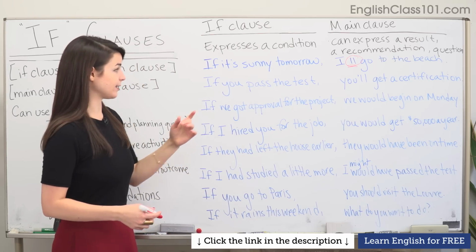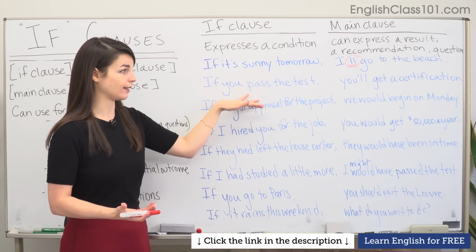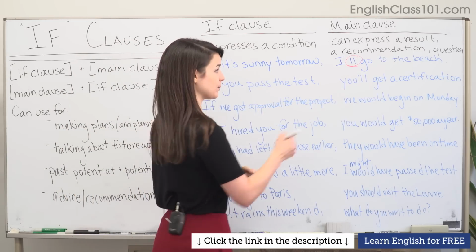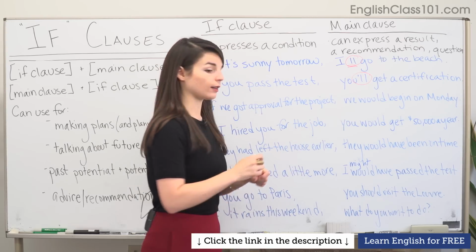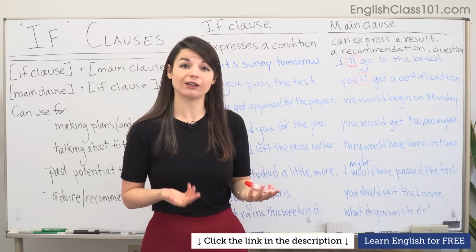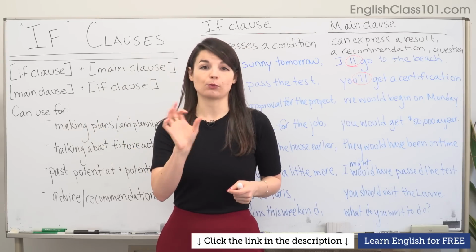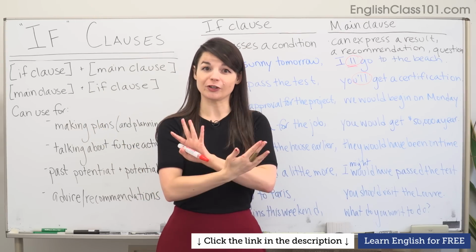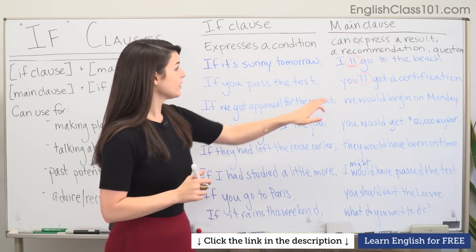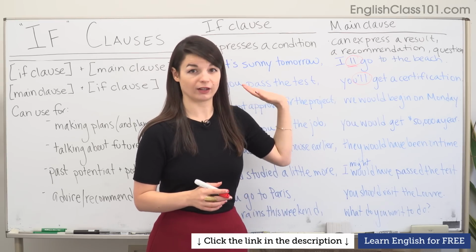Let's look at one more sentence that is similar. If you pass the test, here is my condition. If you pass the test, you'll get a certification. You'll get. So once more, you can see I've used will here in the contracted form. You will get a certification if you pass the test. So keep in mind, as I said before, we can reverse the sentence patterns and the sentence meaning remains the same. So just please be careful. If you're using will, make sure it's in your main clause, not in your if clause.